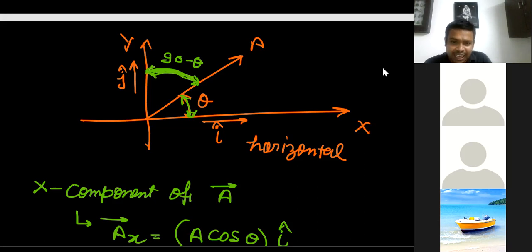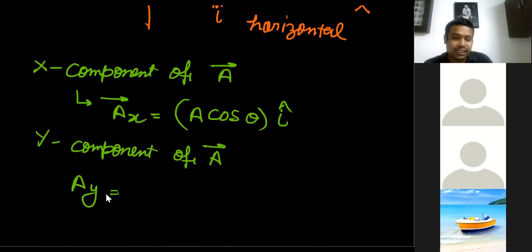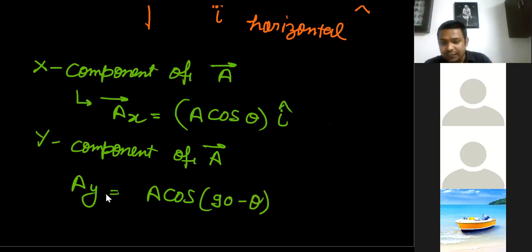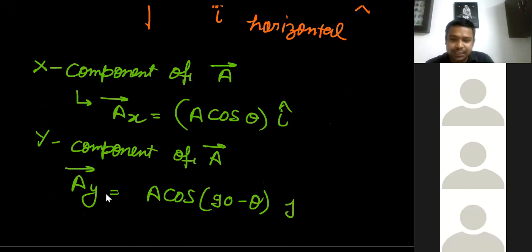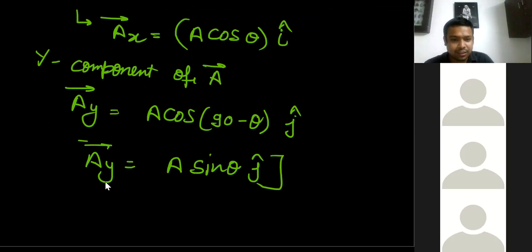Yes. If this angle is 90 minus theta, then the component of vector A along the y direction is A cos of 90 minus theta j cap. And we know very well the value of cos 90 minus theta is sin theta. It represents a vector direction, so we write j cap. Clear, my dear friends? So the Ay vector is equal to A sin theta into j cap. Clear?